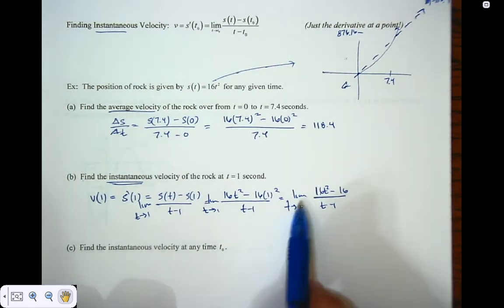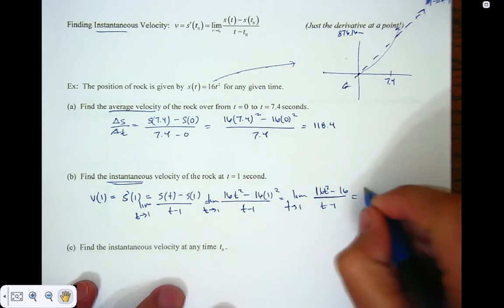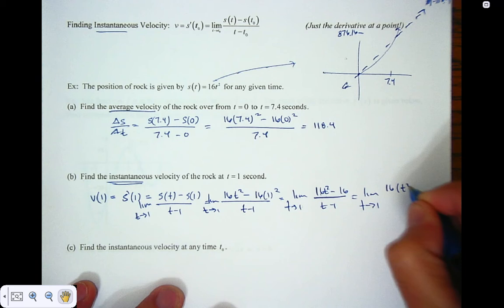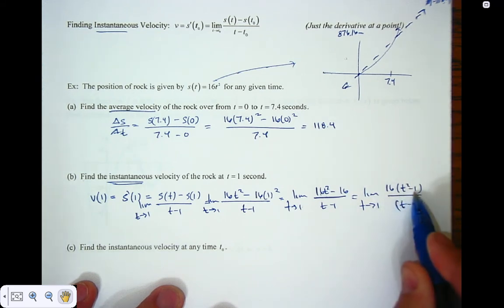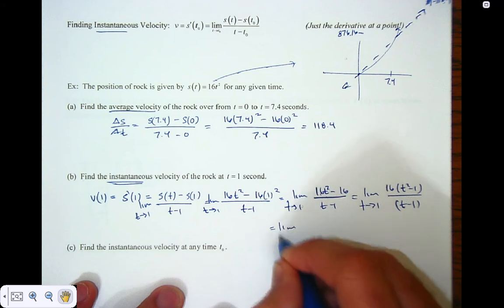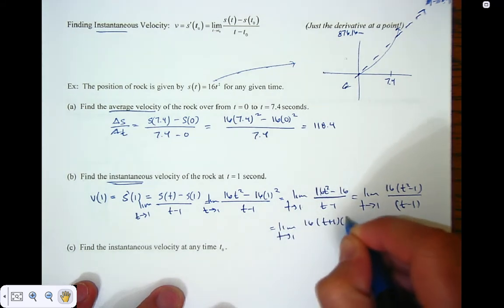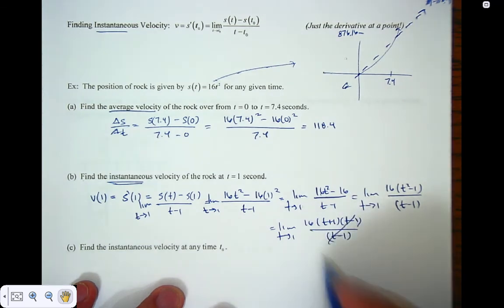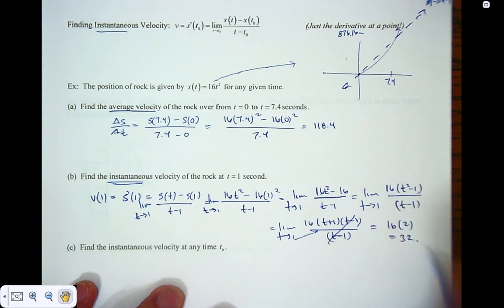And our rules from chapter 1 still hold. You plug in 1, you get 0 over 0. And so you're supposed to recognize that you can factor that. That's 16 times t squared minus 1 over t minus 1. This is the difference of two perfect squares. And so we have the limit as t approaches 1 of 16 times t plus 1 times t minus 1 over t minus 1. And the t minus 1's cancel. You plug directly in, and you get 16 times 2, or 32.